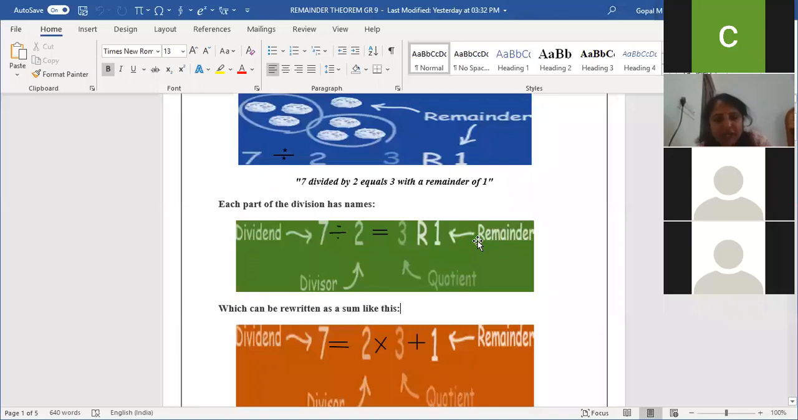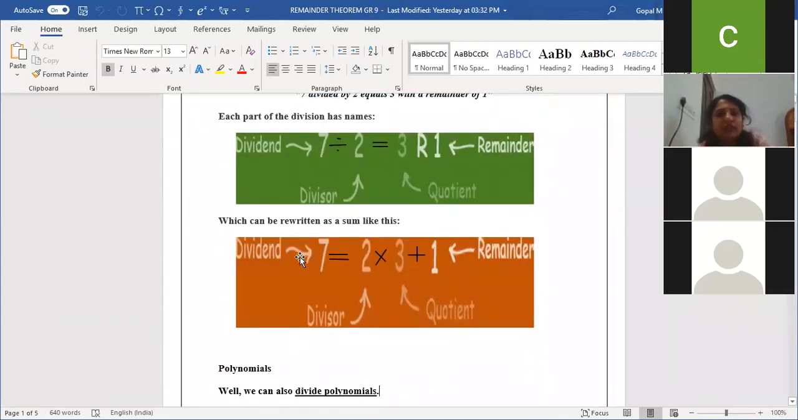This can be written in the form of the division algorithm: 7 is equal to 2 into 3 plus 1. So dividend is equal to divisor into quotient plus remainder. These are things you learnt in grade 4. Even last year I explained division of algebraic expressions. Am I clear, children?